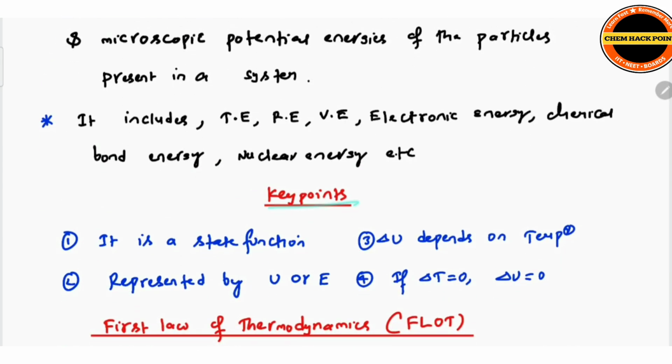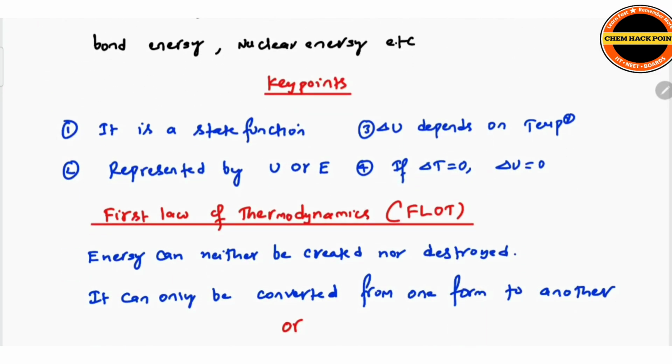Key points about internal energy: it is a state function. Delta U depends on temperature, represented by U or E. If delta T is 0, delta U is 0. Delta U, so change in internal energy.